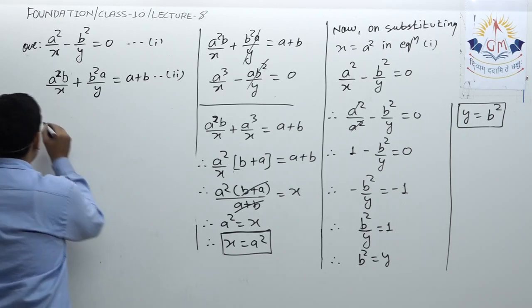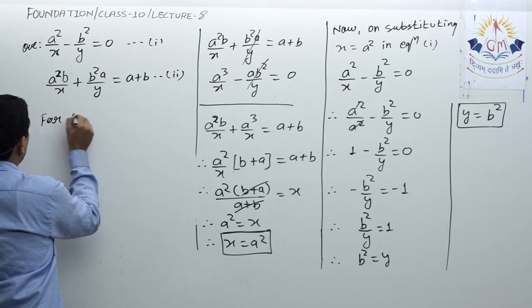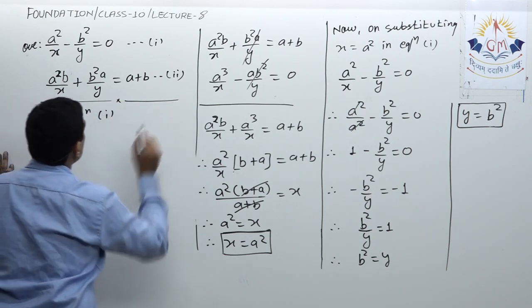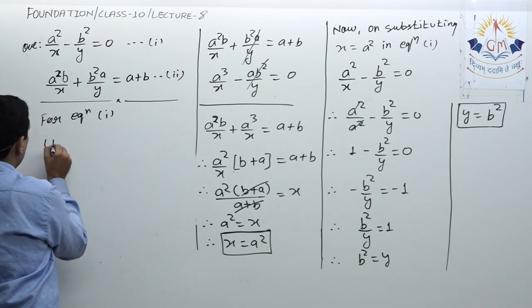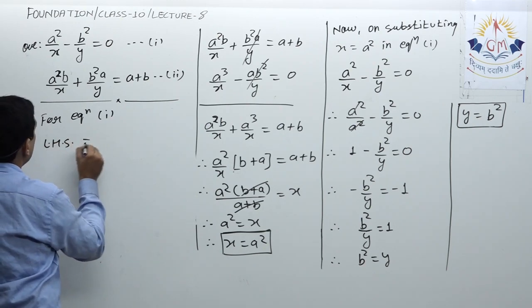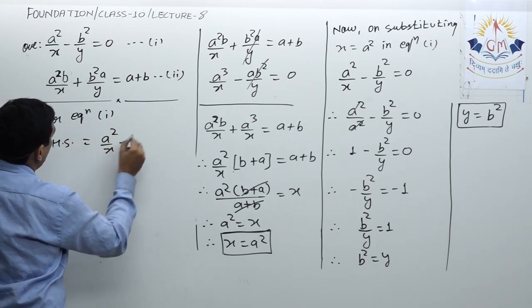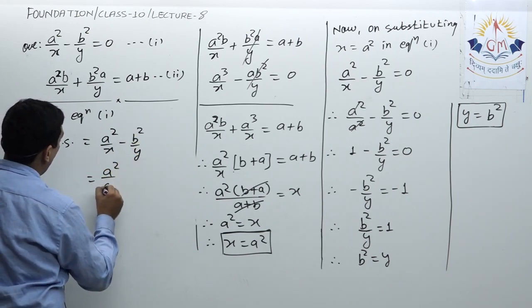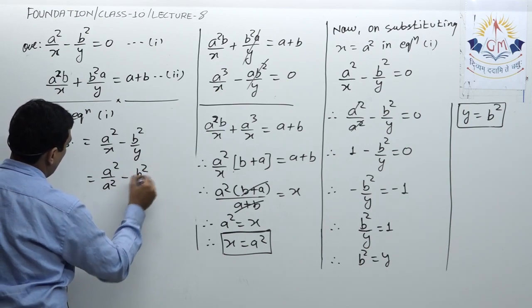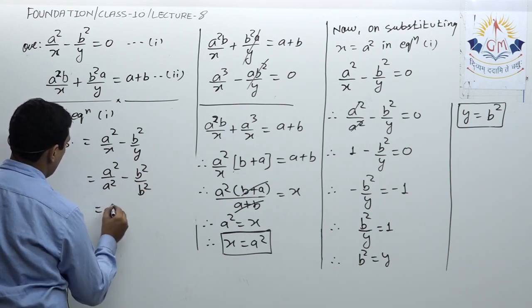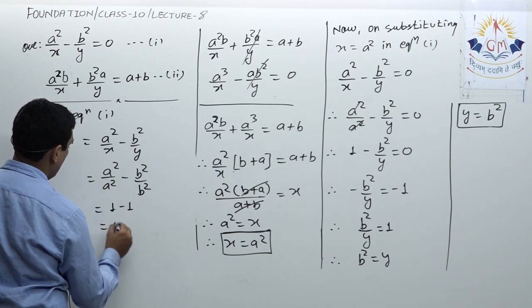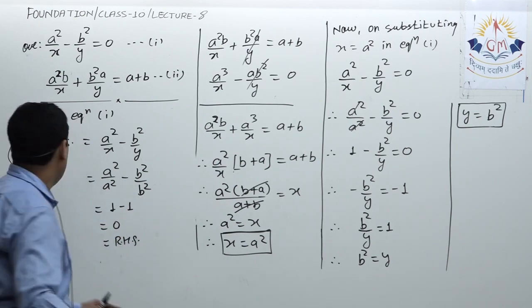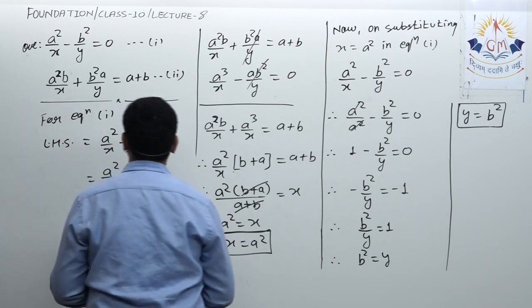See equation 1, for equation 1. Now I'm doing this just because here I didn't use the traditional method. So for equation 1, left hand side is a square upon x minus b square upon y. So a square upon a square minus b square upon b square, that is 1 minus 1, that is 0, that is right hand side, isn't it? So here LHS is equal to RHS.